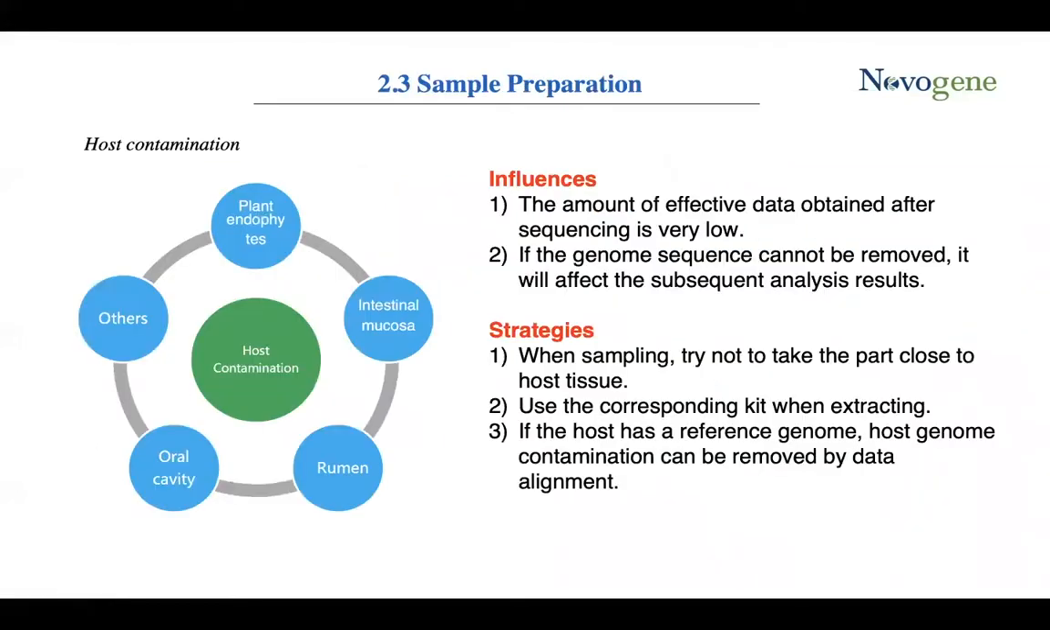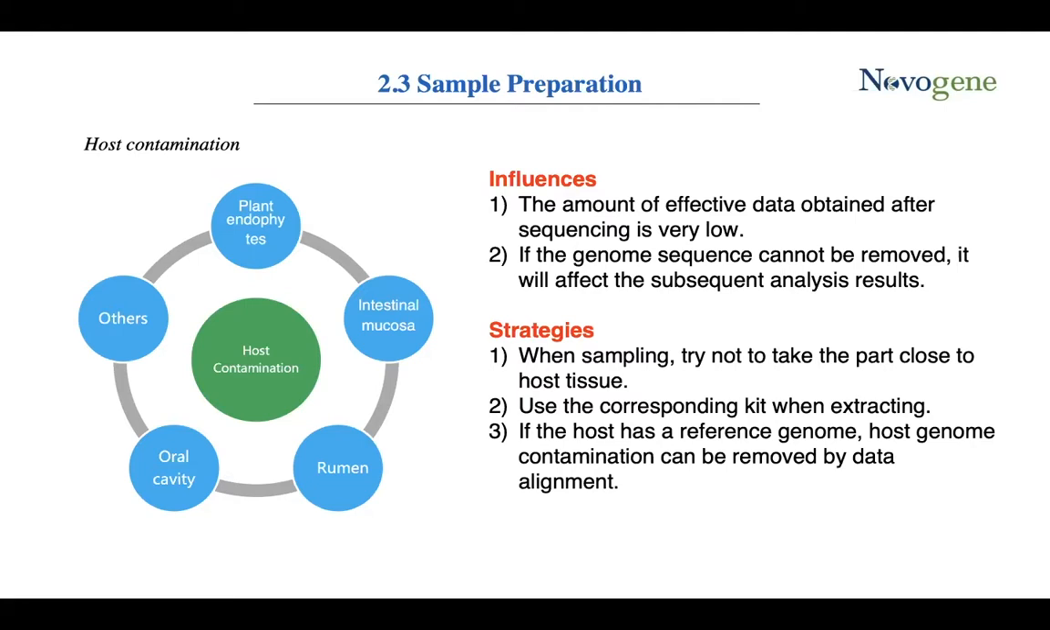Let's jump into the workflow. And the first step, of course, is sample preparation. For metagenomic studies, we often take tissues or tissue-adjacent samples, such as gut, rumen, swabs taken from the oral cavity, or plant tissues to study endophytes.